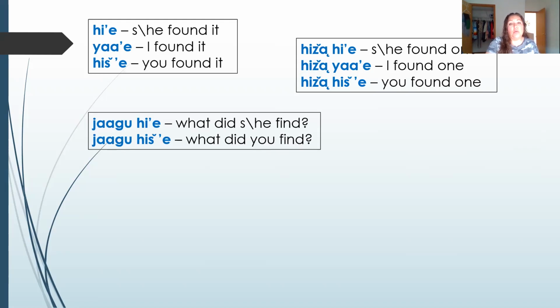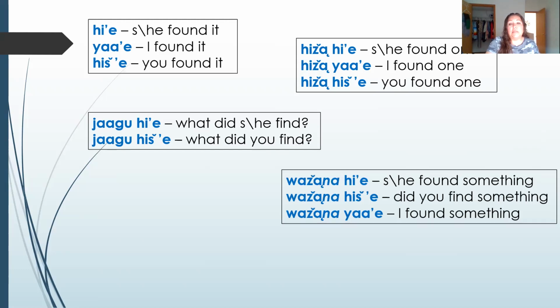Jagu hi'e, what did he or she find? Jagu hish'e, what did you find? Now this one is talking about something. Okay, so something is wajan. And then I put the NA at the ending of that because it's kind of like the, but something the that you found. It's just the way we say it. I can't really explain why, but it's wajana. Wajana hi'e, he or she found something. Wajana hish'e, did you find something? Wajana ya'e, I found something.